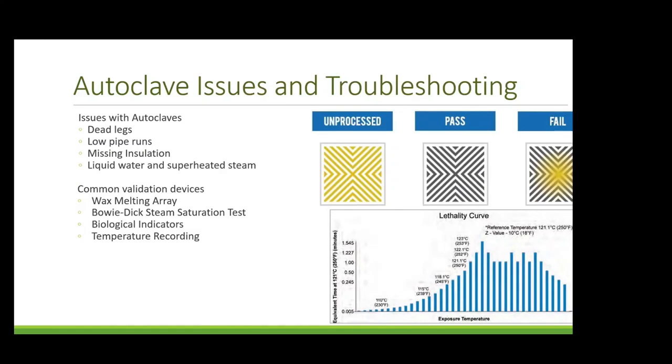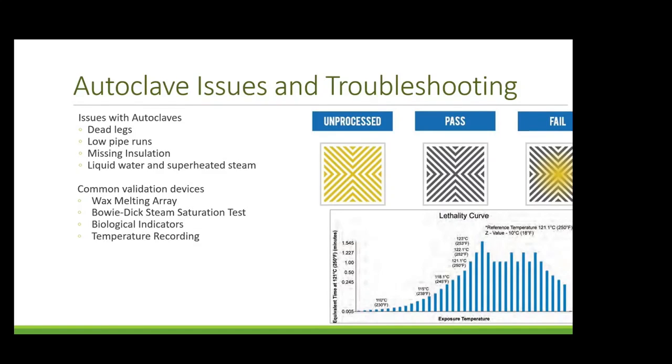Denaturing and coagulating proteins require saturated steam. Liquid water and superheated steam are not effective at denaturing proteins, leading to reduced lethality when saturated steam is not present. This is caused by liquid collecting in dead legs, low spots in pipe runs, and condensate flowing down a pipe without insulation. Superheated steam can also occur if there is unexpected heating of the stream or if there is an unaccounted for pressure drop in the system.